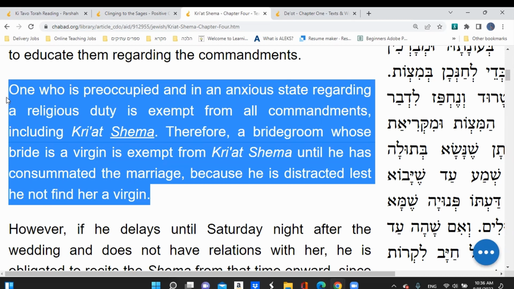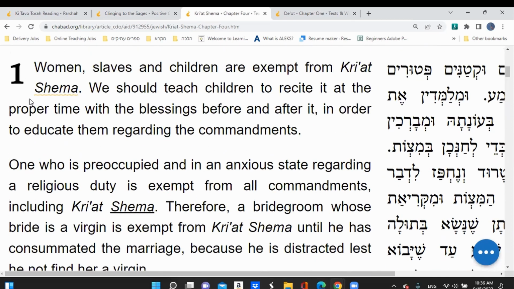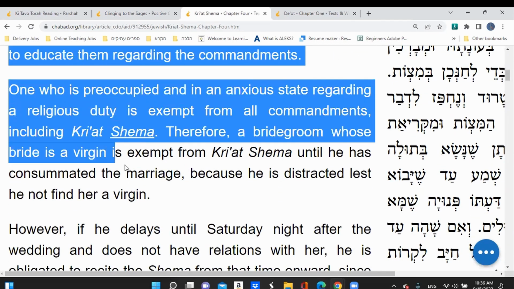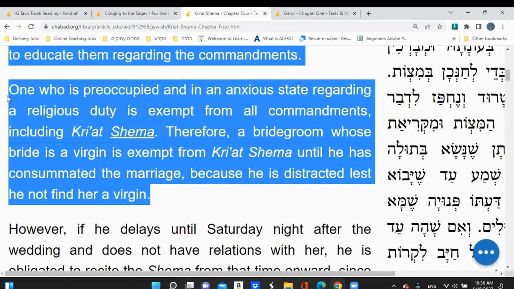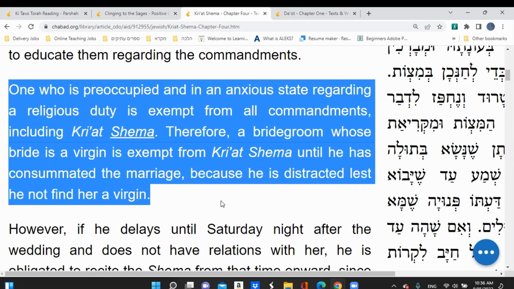Would anyone like to read the next paragraph? Okay, Rabbi, I will read. Go ahead. Okay, so we see that what we said about women, the same concept is kind of true for everybody. That's what this next paragraph is going to say.